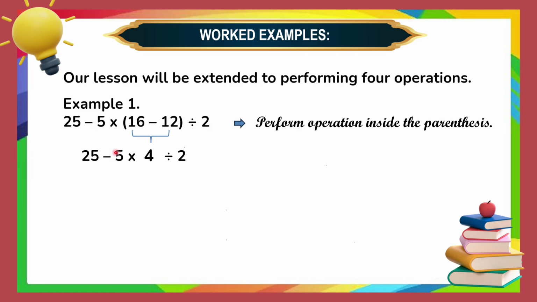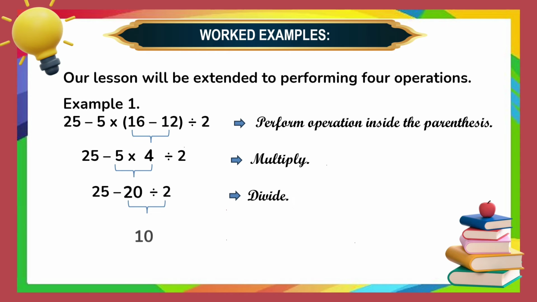So multiplication comes before division. So we will do the multiplication first. So multiply 5 times 4, the answer is 20. And then bring down the rest of the digits. Then next operation to be done is, yes, division. As according to the rule, we have to multiply or divide first before subtracting or adding. So 20 divided by 2, the answer is 10.